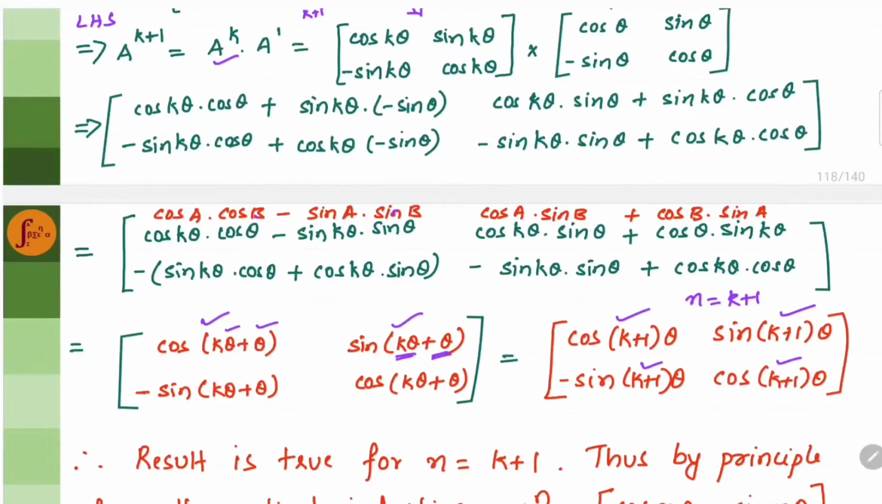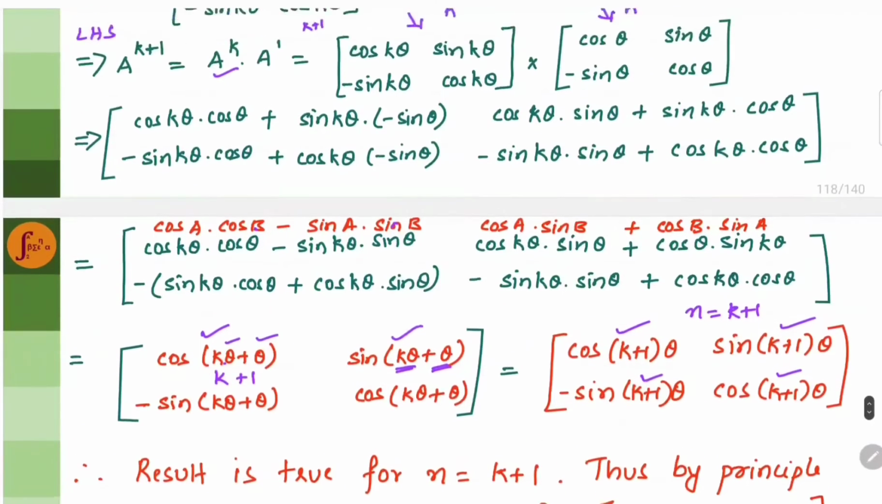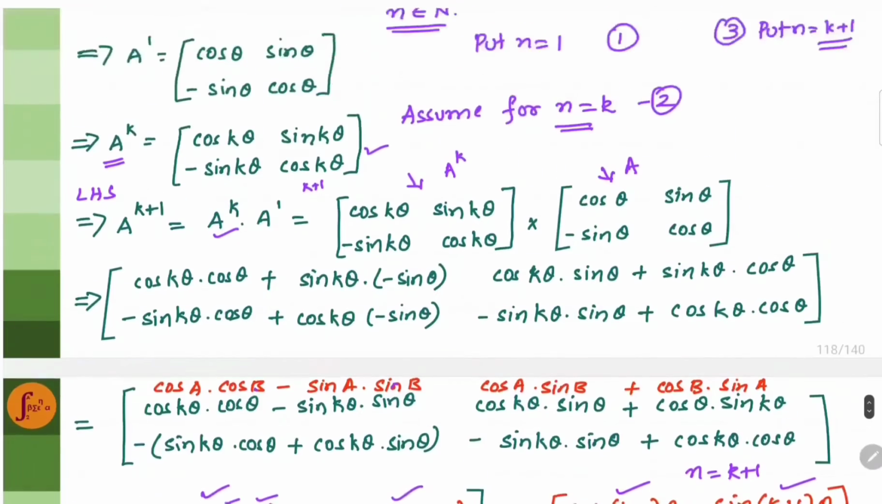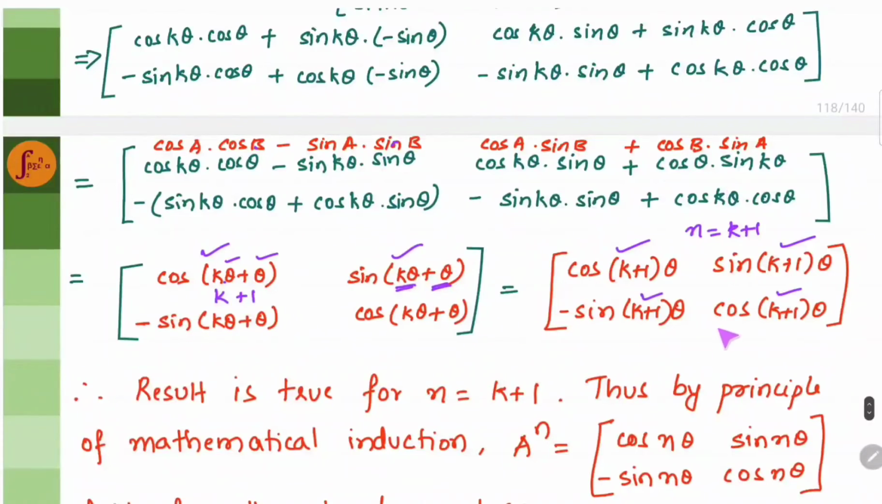Now, if you look at it, take theta outside. K theta plus theta, you can take theta as common. So theta is common. You're left with k plus 1. K plus 1 theta everywhere. Right? Now, if you look at this, this is nothing but the matrix that we wanted. When you substitute k plus 1, we have to get cos k plus 1 theta, sin k plus 1 theta. This is what we wanted. Right? Everywhere we wanted this. We got this matrix.